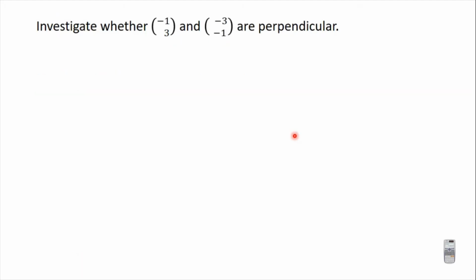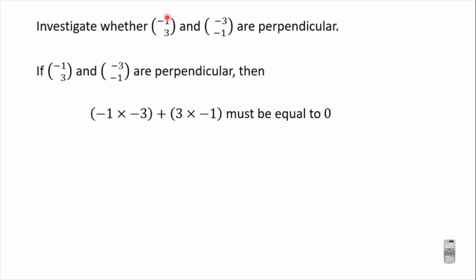Let's pick the next question. Investigate whether minus 1, 3 and minus 3, minus 1 are perpendicular. Investigate whether these two are perpendicular. We know that for these two to be perpendicular, minus 1 times minus 3 plus 3 times minus 1 must be 0. So if these two vectors are perpendicular, then if you multiply the x component here by the x component here, and you add it to multiplying the y component by the y component, you should get 0.